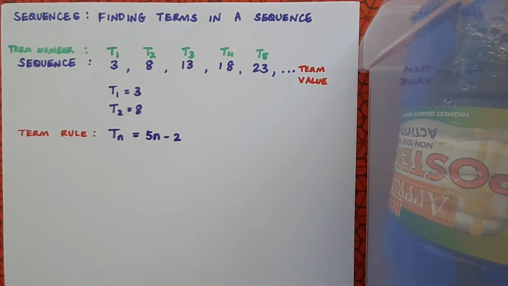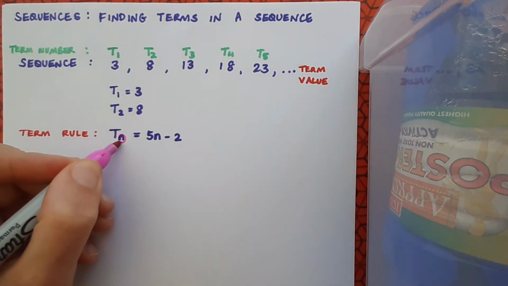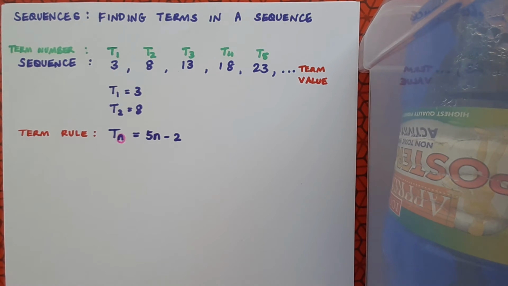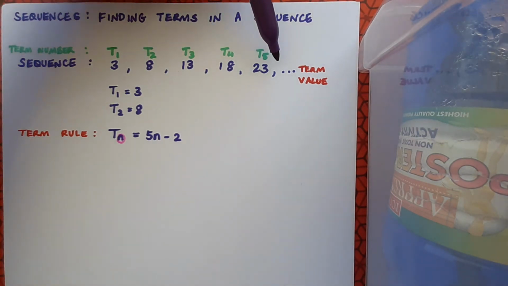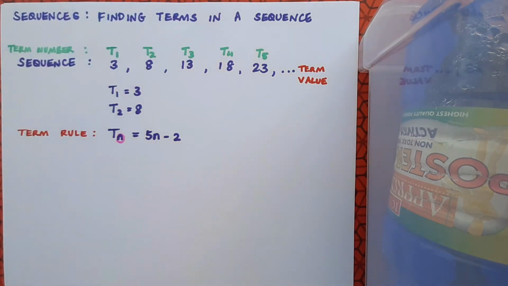So if I know which term I want to find in a sequence, that is represented by n. So say, for example, in this case, I want to find term 6. That's the next term in my sequence. Take a moment to have a think. What would you predict the next term in the sequence would be? And you can use term-to-term difference or first difference to help you work this out.